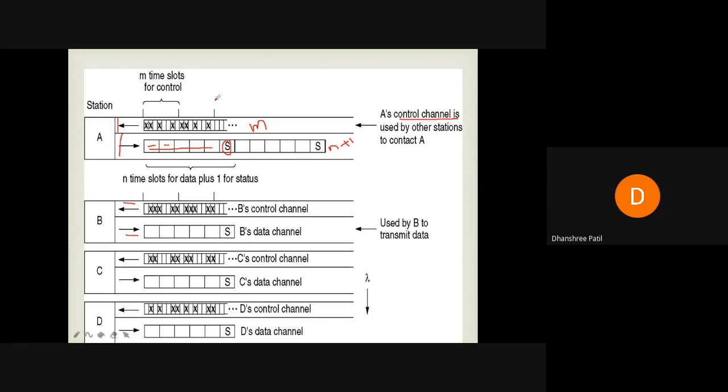So just remember that every station has two channels. One is used as a control channel and the second is used as a data channel. The control channel is divided into equal time slots, and the data channel is divided into n plus 1 slots. So n is the number where data can be stored, and s is used as a status to know which frame or which station is busy or free. So this is the working of the general communication between A and B.